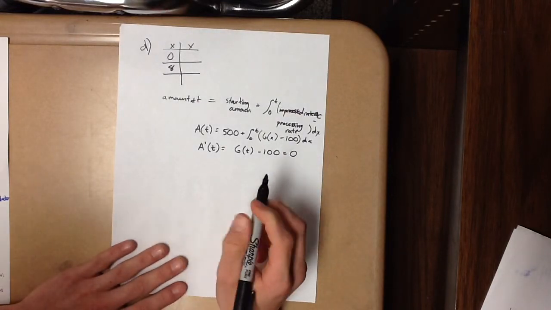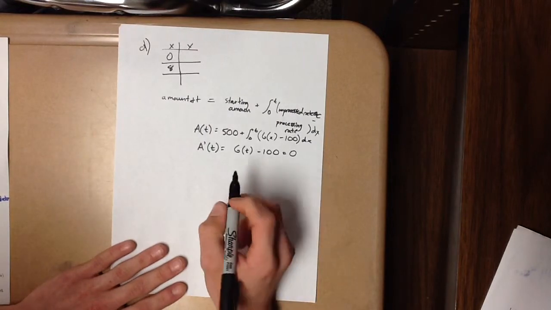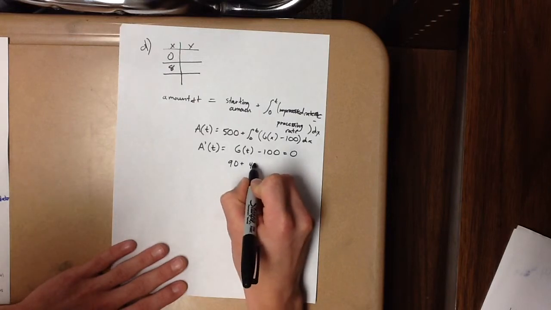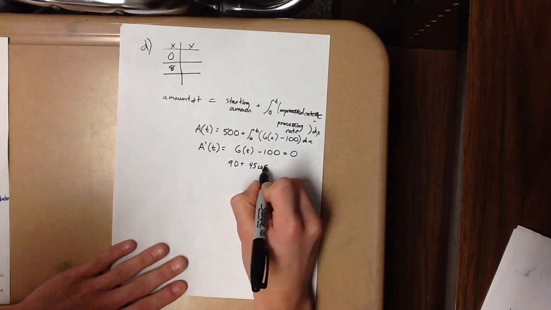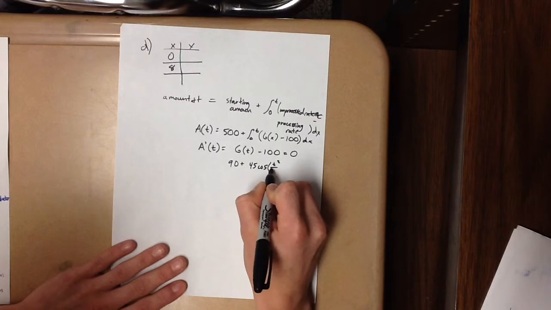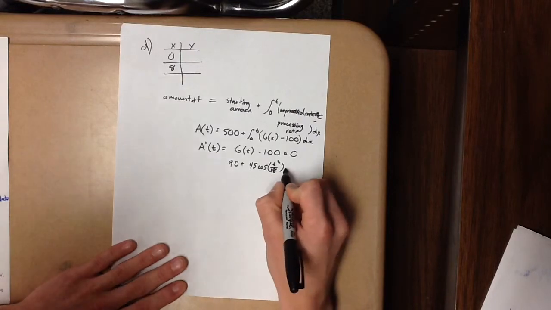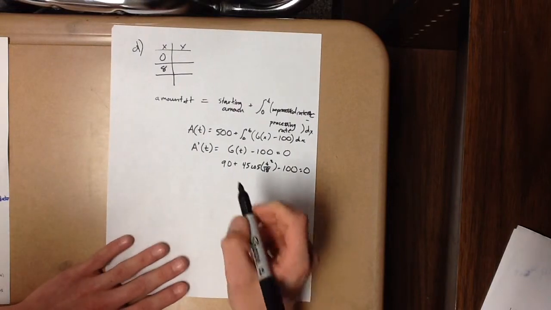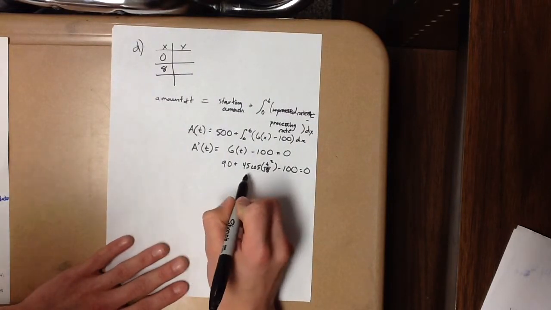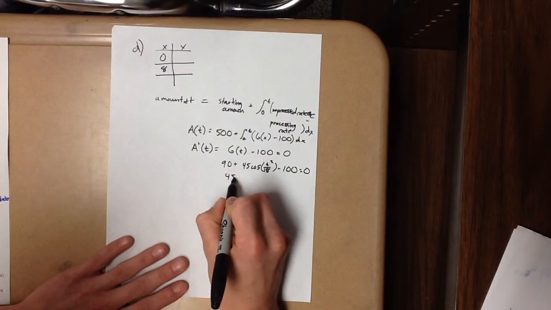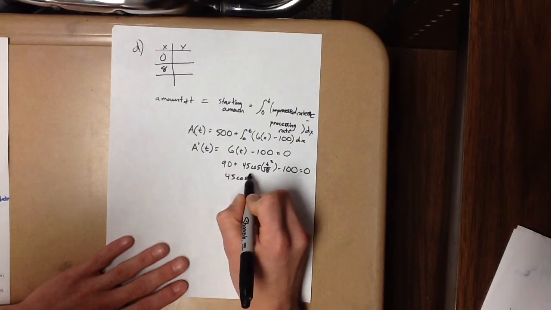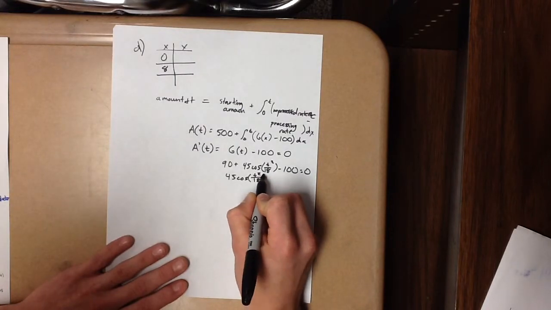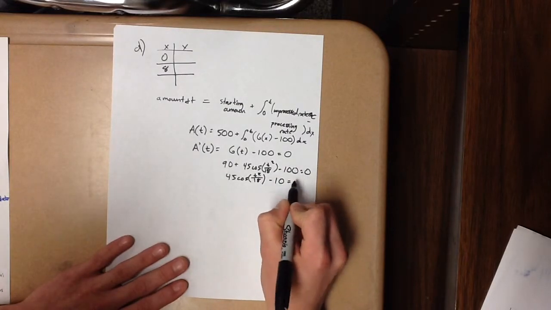and go from there. So g of t is 90 plus 45 cosine of t squared all over 18, minus 100 equals 0. Then we can take this and get 45 cosine by simplifying. We get rid of the 90 and make it negative. 90 minus 100 is negative 10, equals 0.